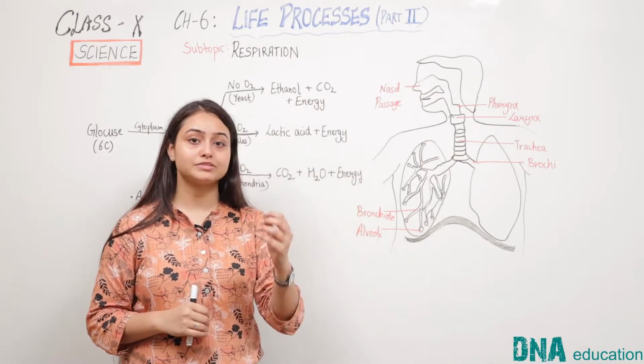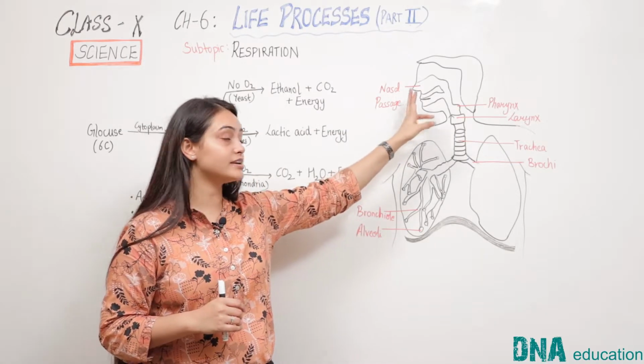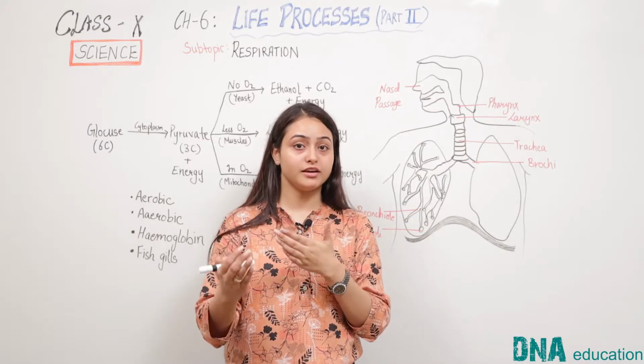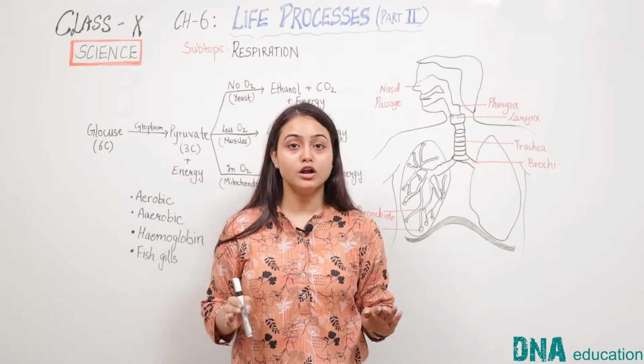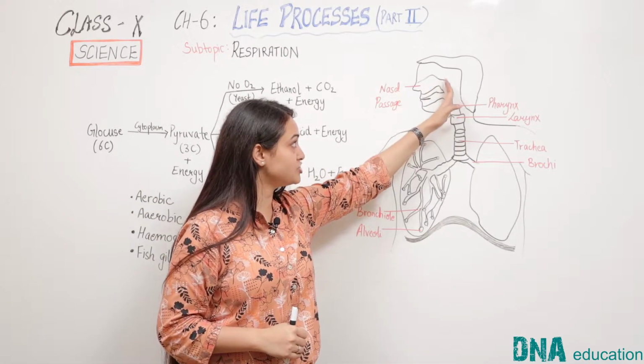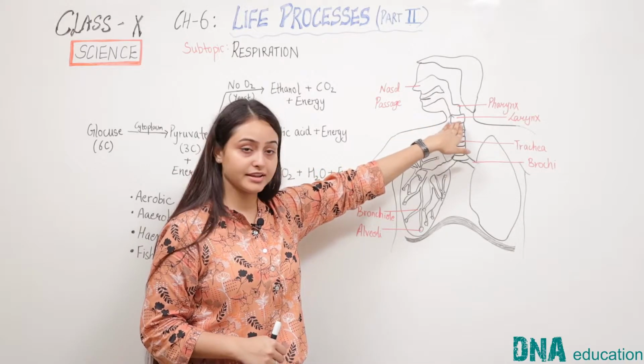For example, sometimes the air can be too cold or too hot. The mucus in our nasal passage helps to regulate the temperature of the air so that it becomes suitable to the body. The air from the nasal passage enters into the pharynx and then into the larynx.